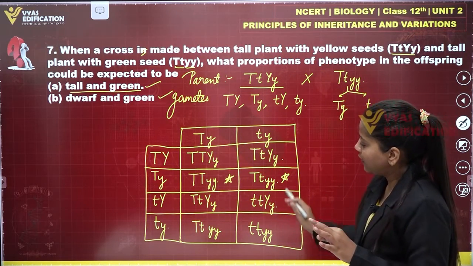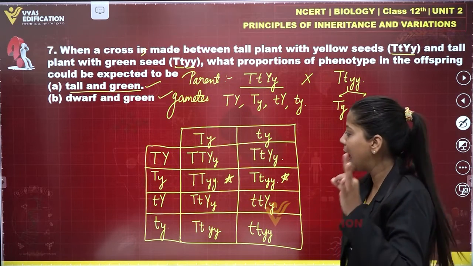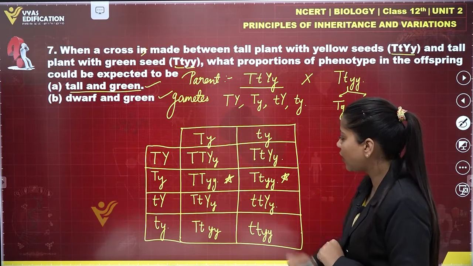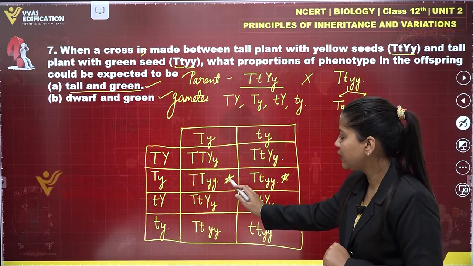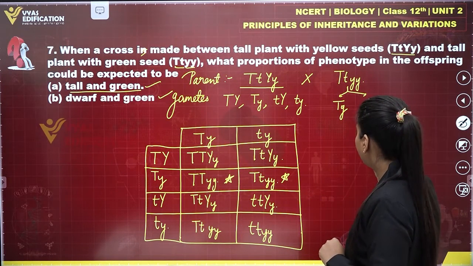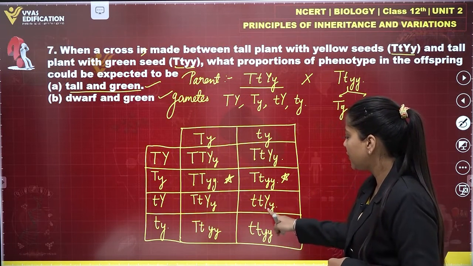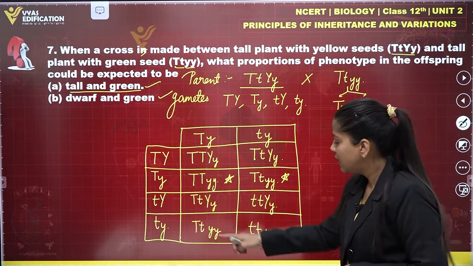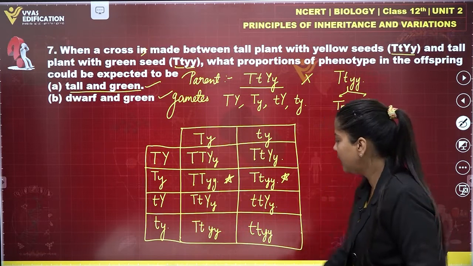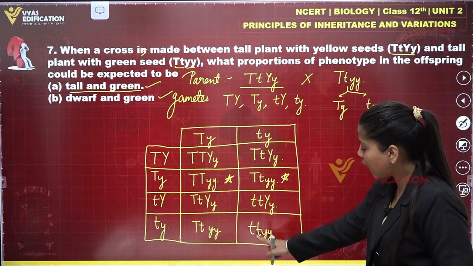We have to find among all these offsprings the ones that are tall and green. This is tall and yellow. This is tall and yellow. This is tall and green. So this is tall and green, plus 1. Then this is also tall and green, plus 1. Then this is tall and yellow. This is dwarf and yellow. This is tall and green. This is tall and green. So plus 1, this is tall and green. And the last one we have is dwarf and green.